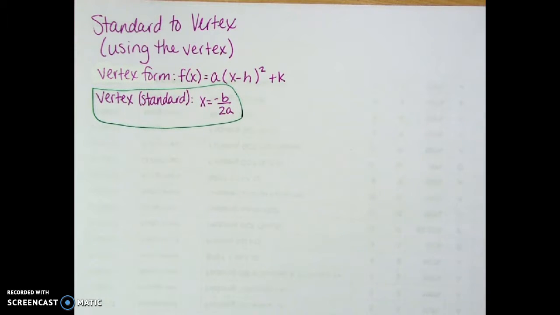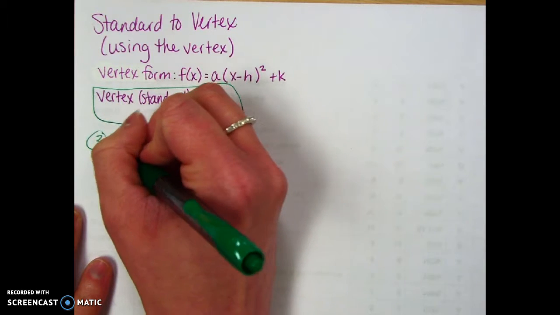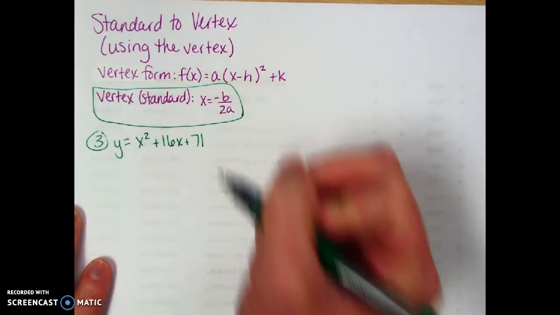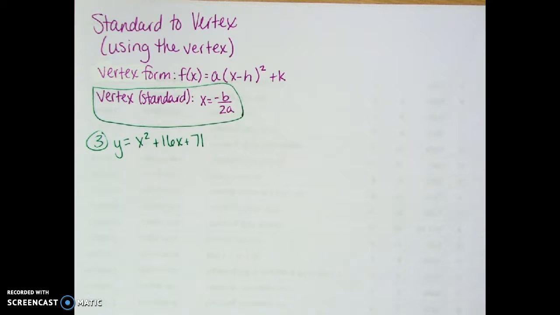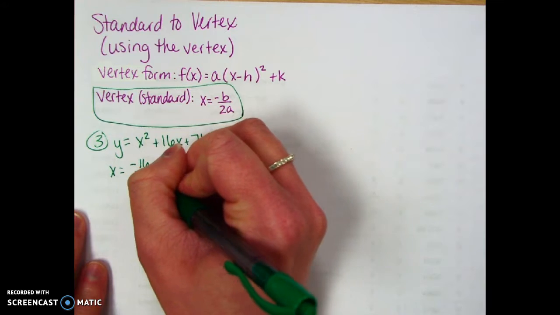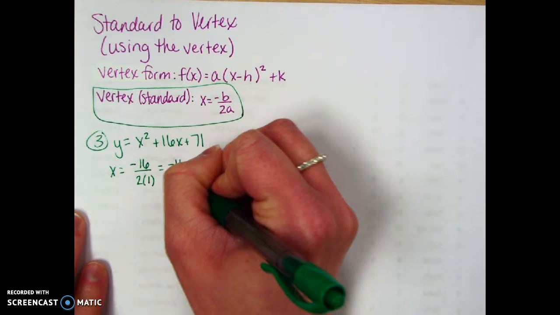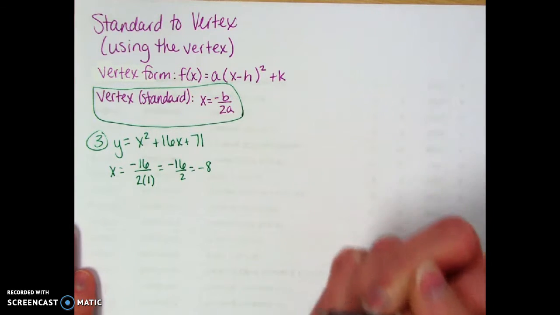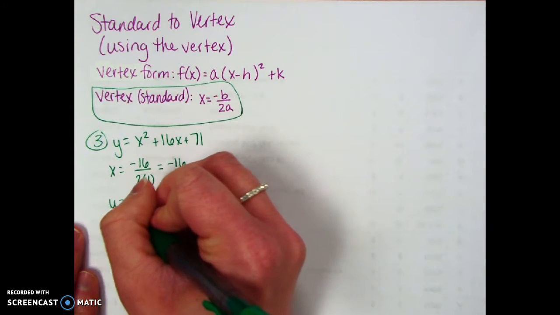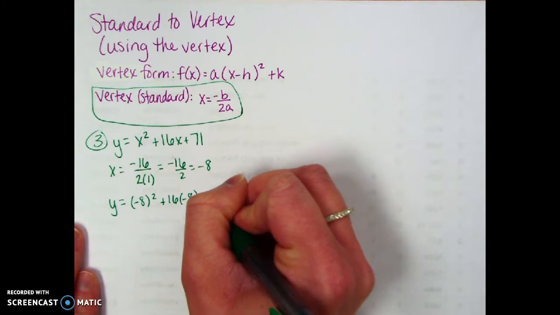So the first one that we did in the notes yesterday was number 3. This is y equals x squared plus 16x plus 71. So first, let's find the vertex. So that means x equals negative b, so that's negative 16 over 2 times a, which is 1. This becomes negative 16 over 2, which is negative 8. Then, hopefully you remember, you take that and put it back into the equation to solve for y. So y equals negative 8 squared plus 16 times negative 8 plus 71.